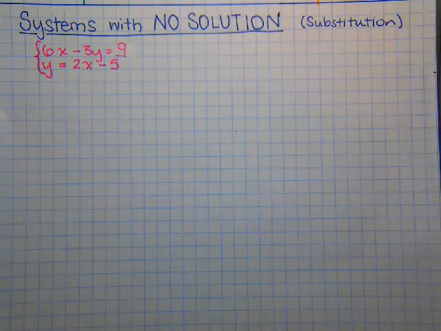Hi, everyone. I have been getting a lot of questions about what in the world it means when you are solving a system and the variables disappear. Well, good news. I'm going to make a little video about it.